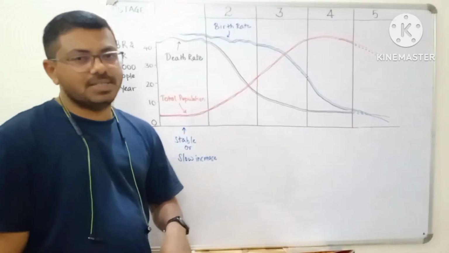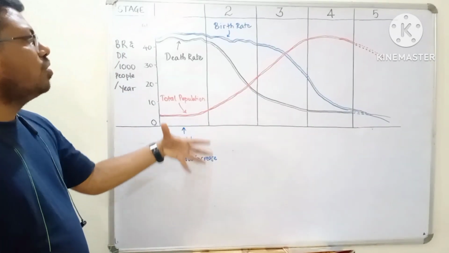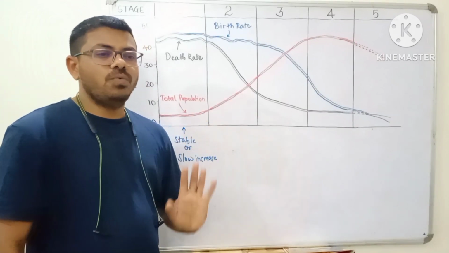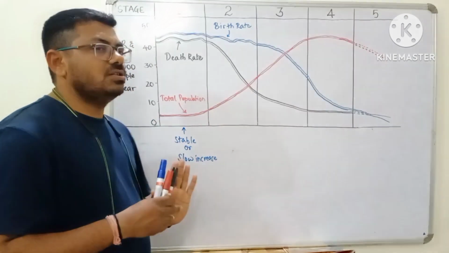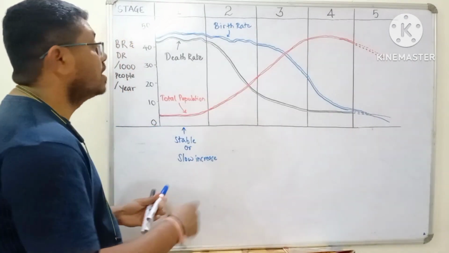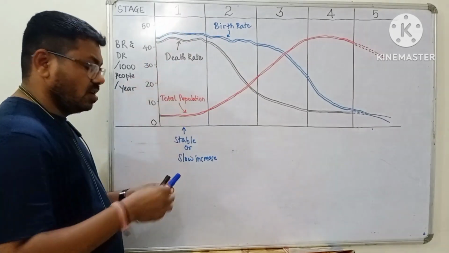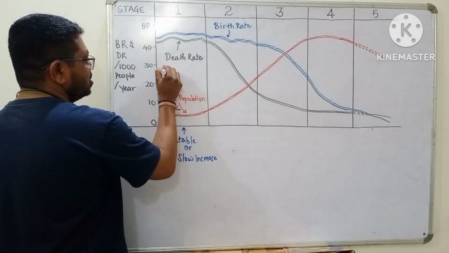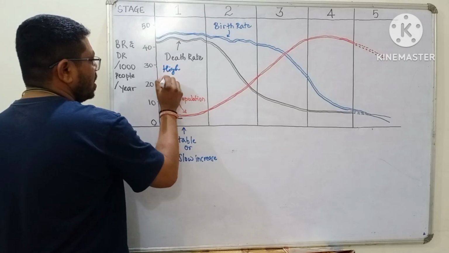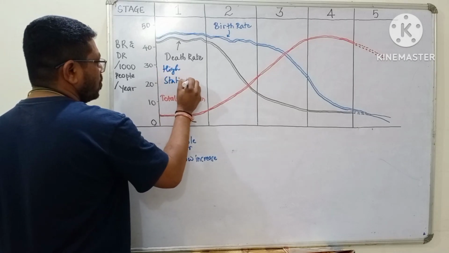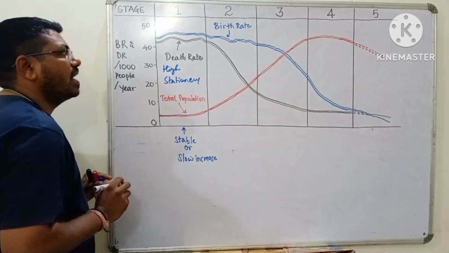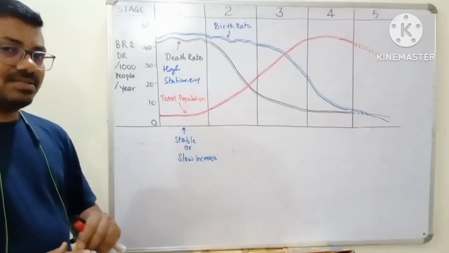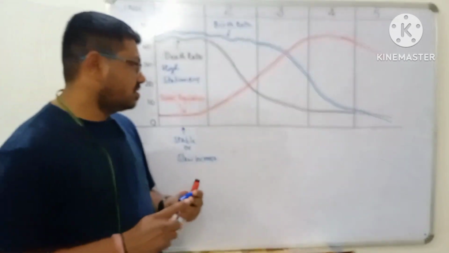Now in stage 2, what is there? Stage 2 is the developmental time. It was the time when the population showed some changes. Now before that, the first stage is called the high stationary stage. High stationary. Why high stationary? Because you can see birth rate and death rate remain high, and total population remains stable. That's why it was a high stationary stage.